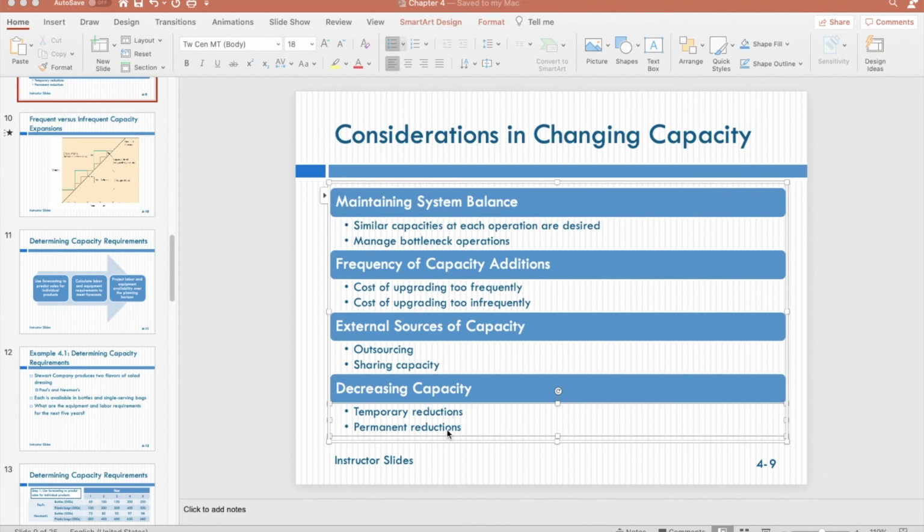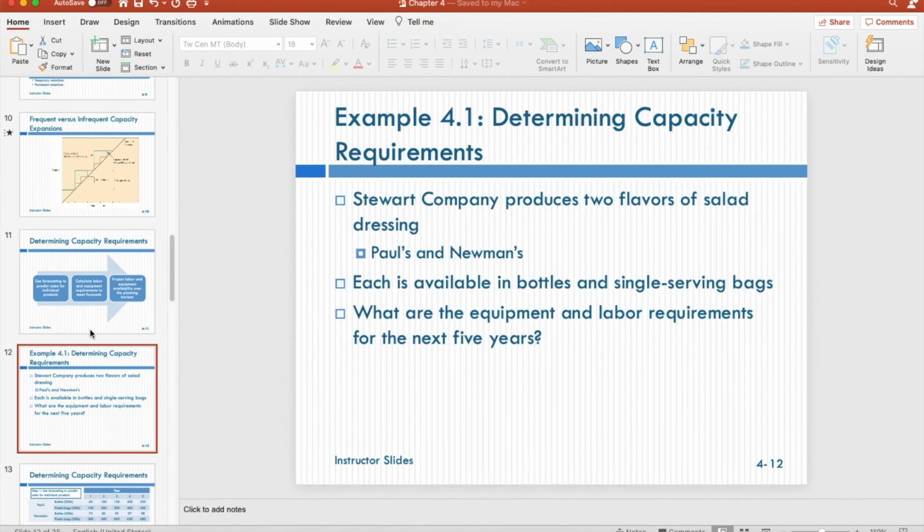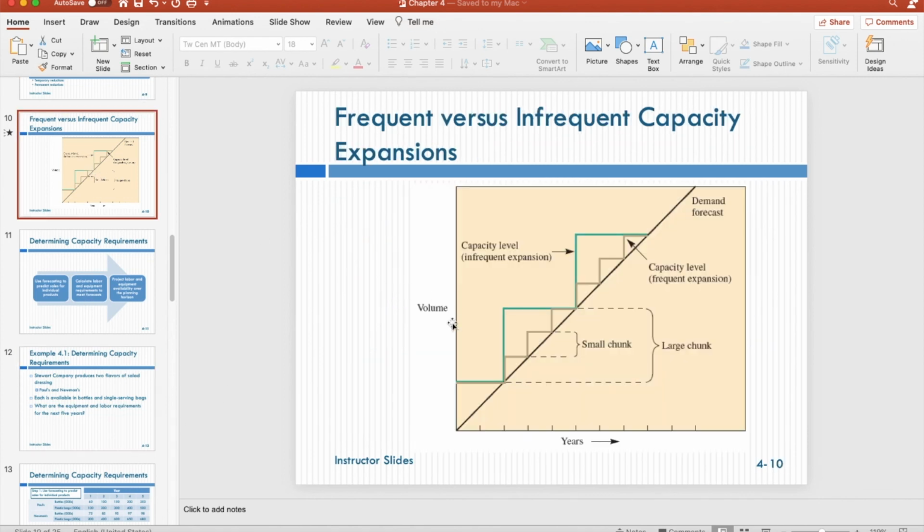If it's just a fluctuation, then sometimes decreasing the capacity is basically a temporary reduction. Okay, but let's say this product is already out of date, right? You already see that not many customers will buy this product anymore. Then you may consider permanently reducing the capacity for certain products. All right. So that's the reason behind. And this is just a quick illustration about the frequent and infrequent capacity expansion.